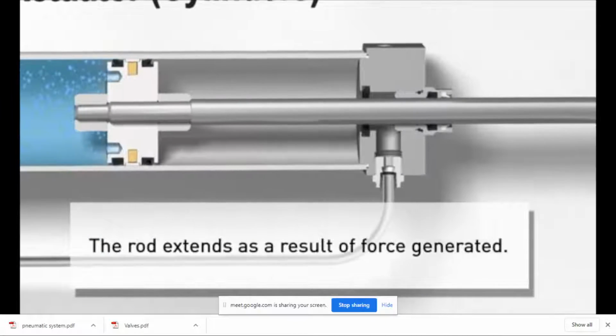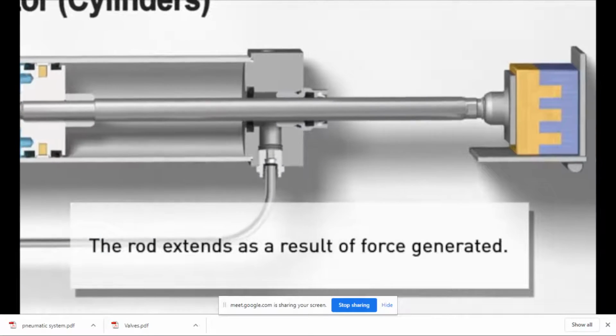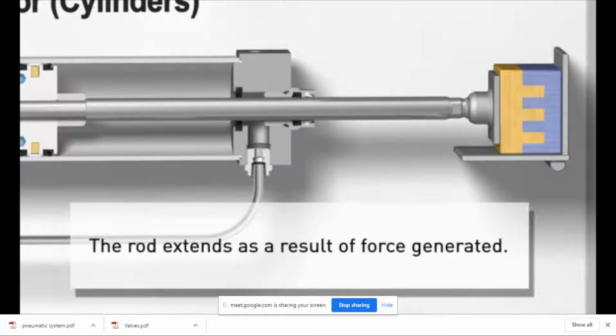The actuator will continue to move in that direction until it reaches its physical limit, or if the force resisting motion, commonly called the load, is higher than the force of the compressed air, in which case the pressure regulator could be adjusted to a higher pressure.